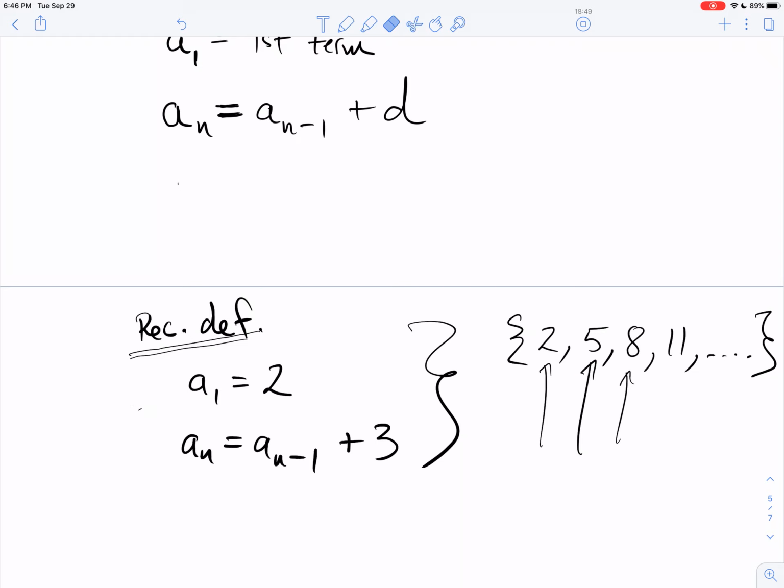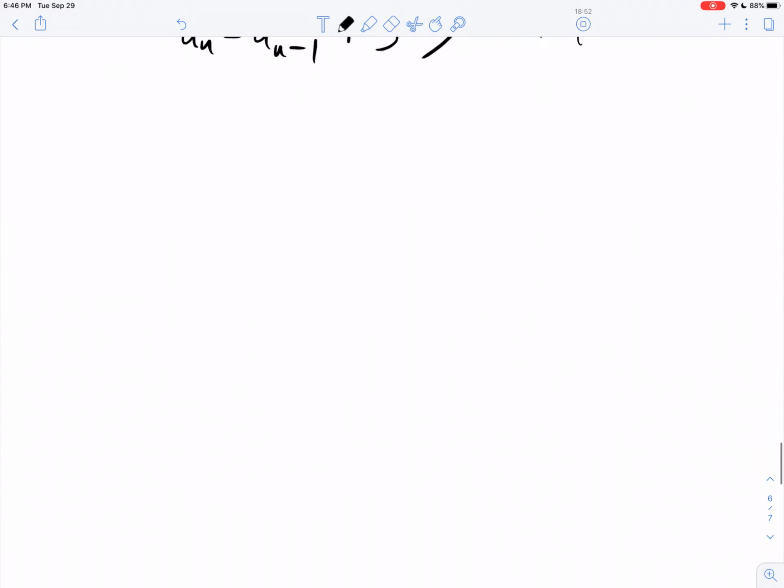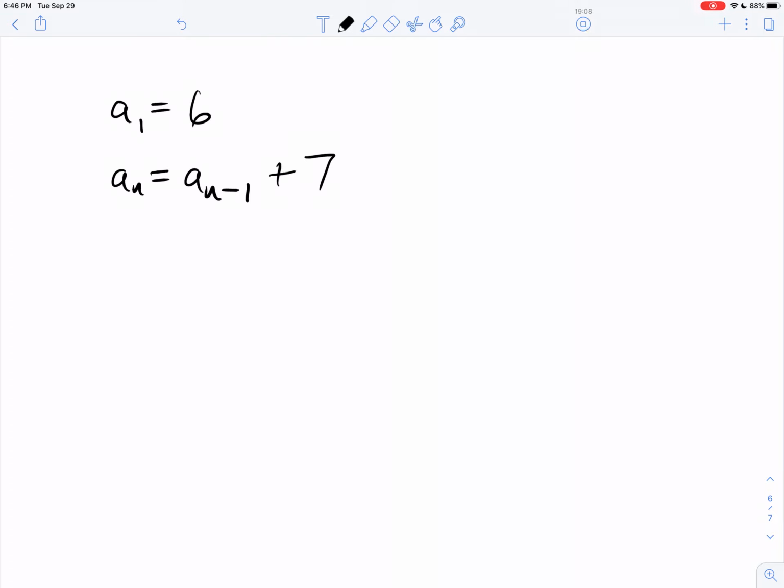Really, let me show you how easy this can be. I am going to start you off with a recursive definition. I'm just going to make something up. I'm going to say a1 equals 6, a sub n equals a sub n minus 1 plus 7. So, this is called a recursive definition. This is one of the ways you can describe an arithmetic sequence.